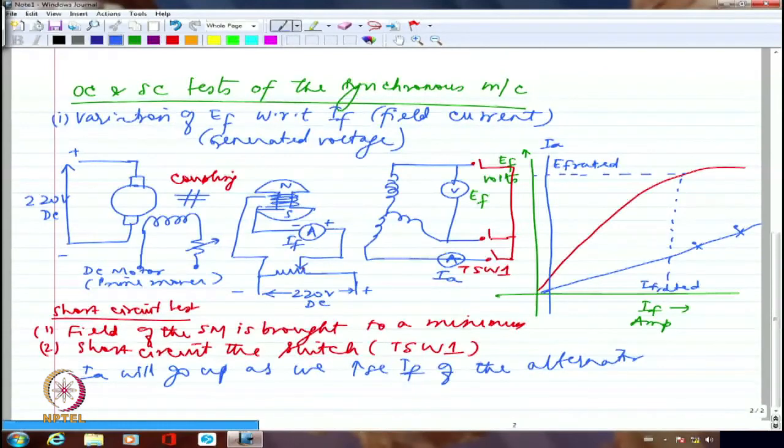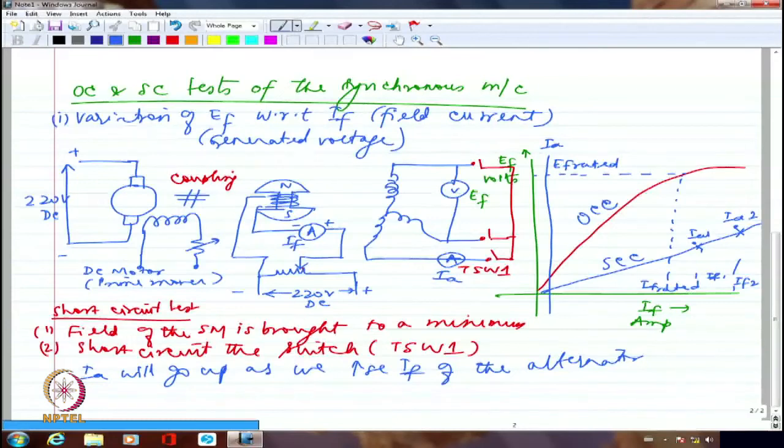This is the short circuit characteristic. So this is IF versus IA. This is IA1 for IF1. This is IA2 for IF2 and so on. So this is what is going to be the variation. So this is SCC, this is OCC. Open circuit characteristics and short circuit characteristics. So I have got both the characteristics.